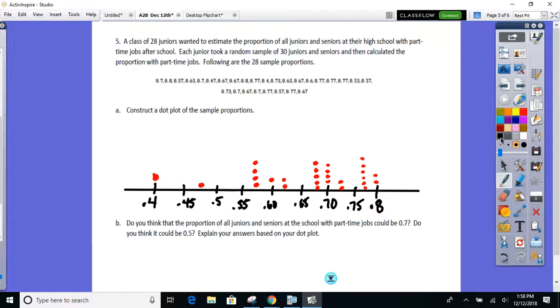Why? A majority of the... don't look at just 0.7, look at everything around it. Yeah, it could be 0.7 because a majority of the other samples are around it. So yes for 0.7, because the majority of the samples are near it.